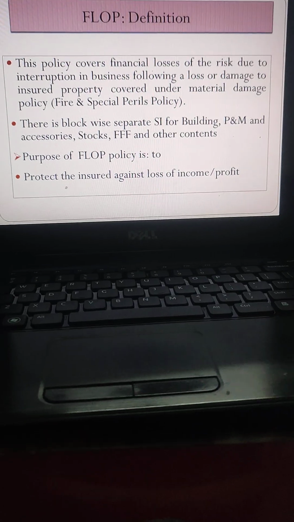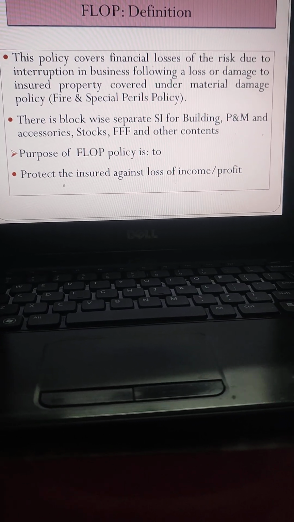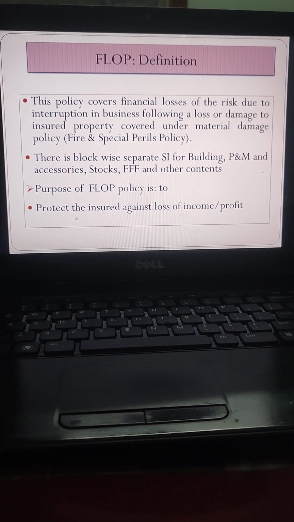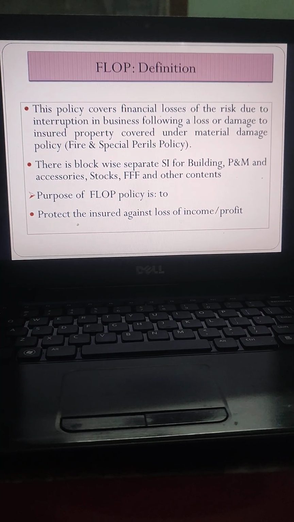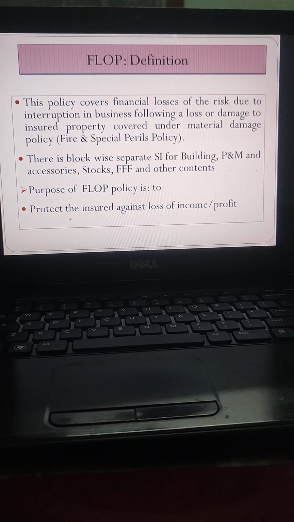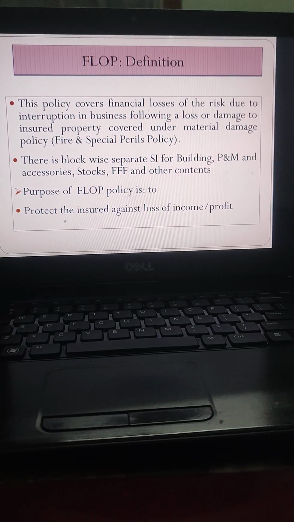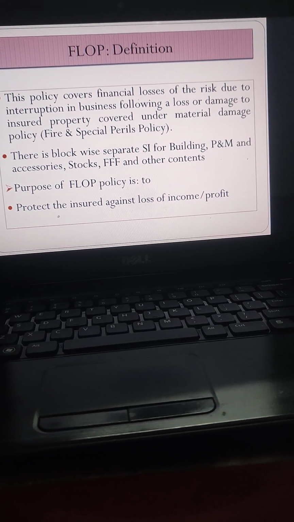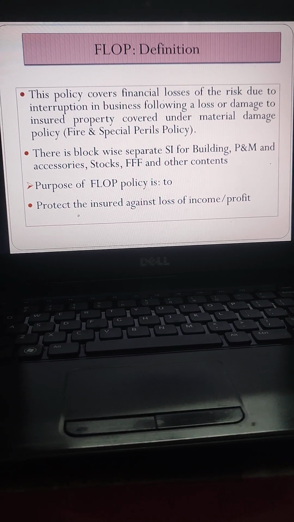So as far as the FLOP definition is concerned, this policy covers financial losses of the risk due to interruption in business following a loss or damage to insured property covered under material damage policy, that is fire and special peril policy. There is a block-wise separate sum insured for building, plant and machinery and accessories, stocks, furniture, fixture and fittings and other contents. The purpose of a FLOP policy is to protect the insured against loss of income or profit only.